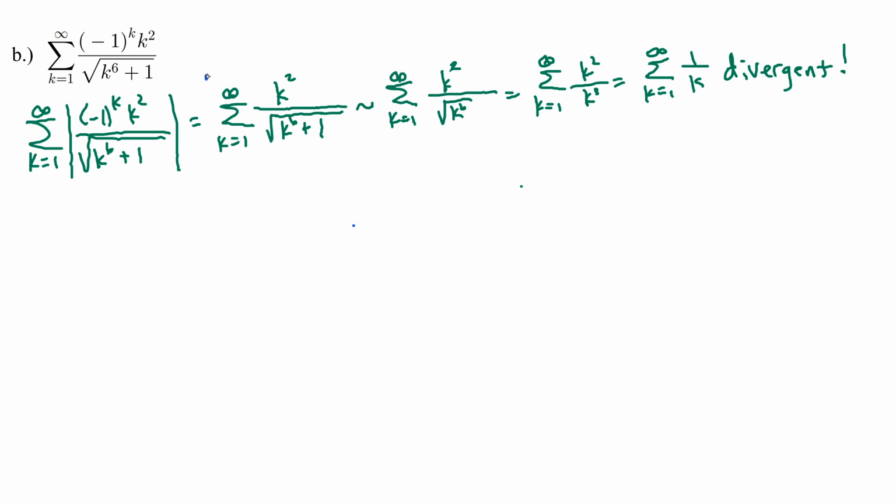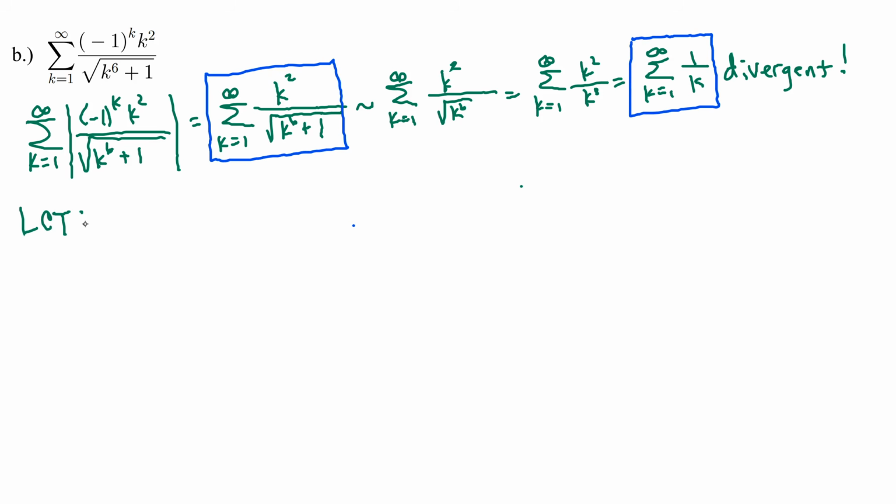So we want to compare our original, or the absolute value form of our series, to our divergent harmonic series using the limit comparison test. Remember the details of the limit comparison test. We need to find the limit as k goes to infinity of the given series, that's the absolute value form of our series, divided by the one we're comparing it to, the harmonic. So let's clean up our complex fraction here.